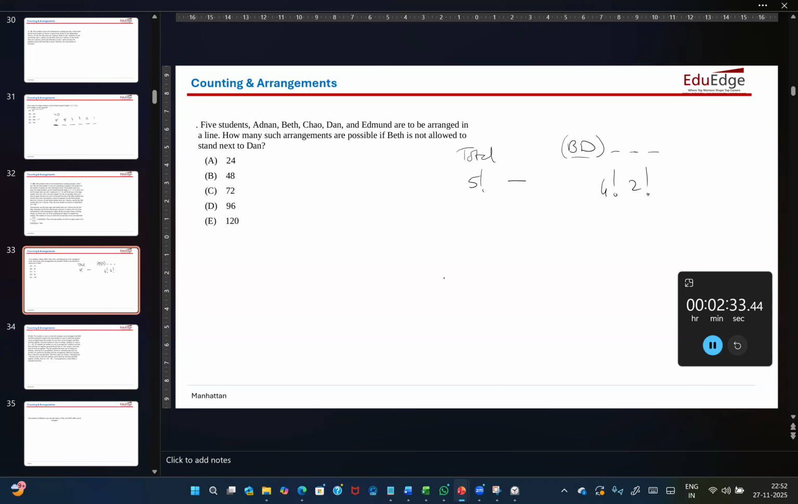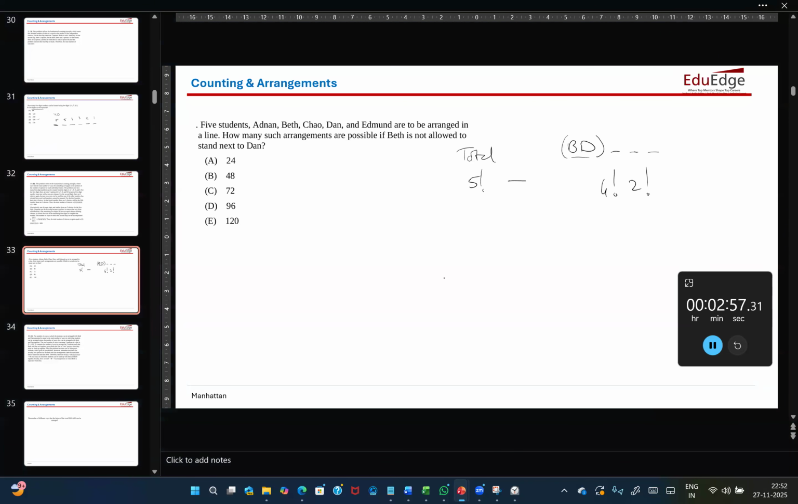12 twos are 24, 48. You will divide if they are similar, but here they are different. So you will multiply. Within them also they permute in two ways. So 72 ways. Okay.